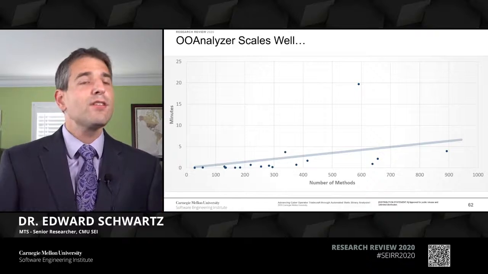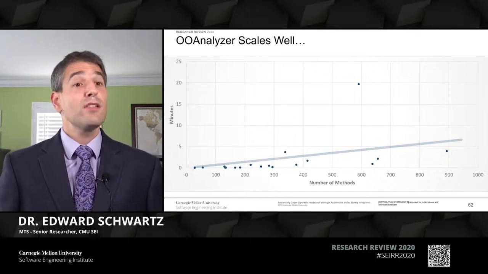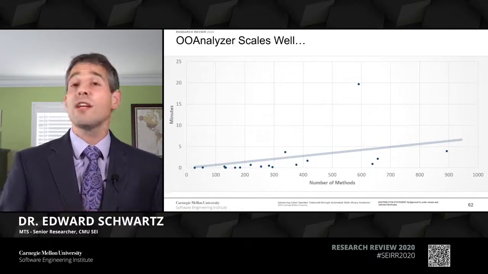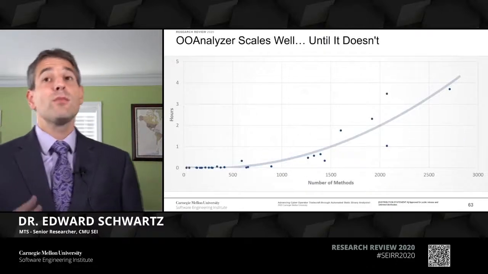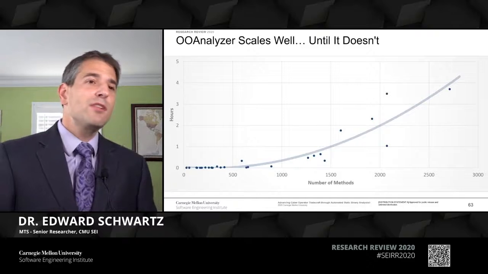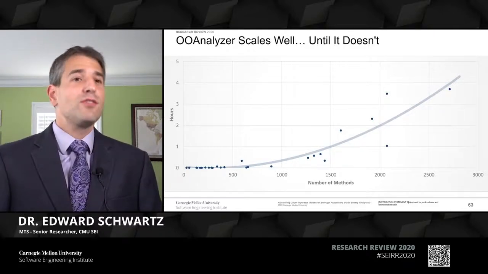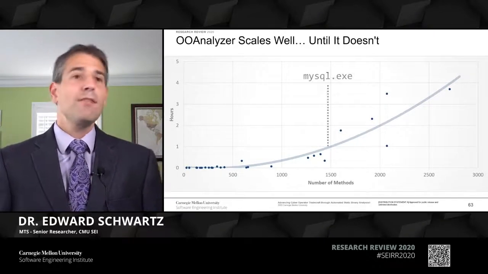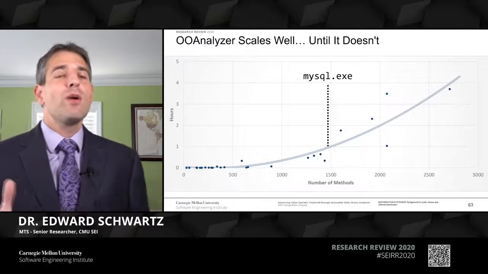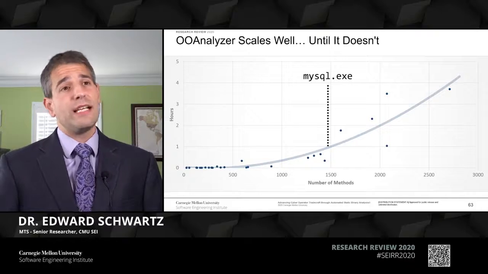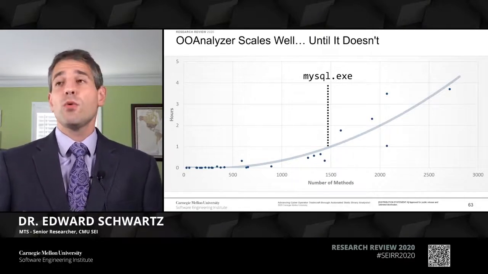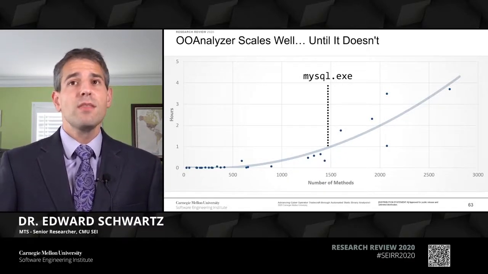And if we look at this, at first glance, it looks like we have a nice linear relationship indicating that it scales fairly well. But as soon as we start to zoom out and we look at some larger programs, we start to see that this relationship starts to degrade. Now, to give you some context, right around here, around 1,500 methods is an executable called MySQL.exe, which is the MySQL client of the database system.